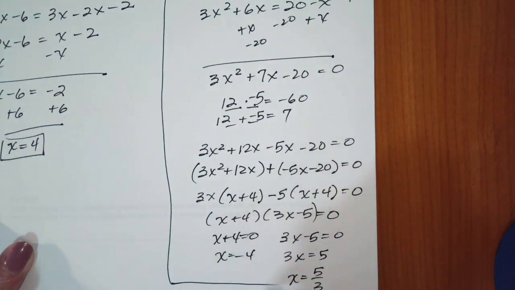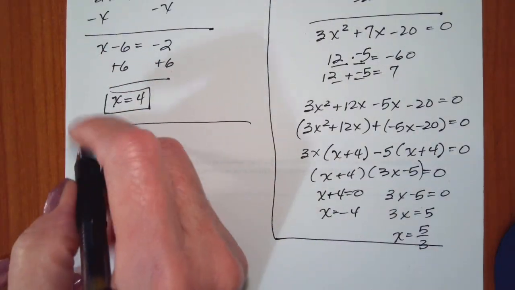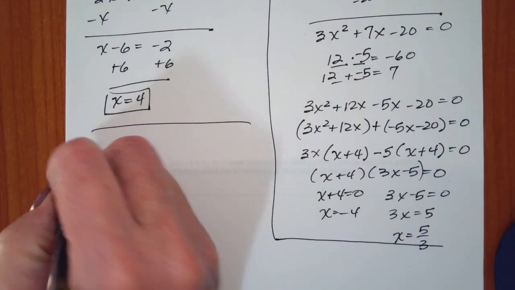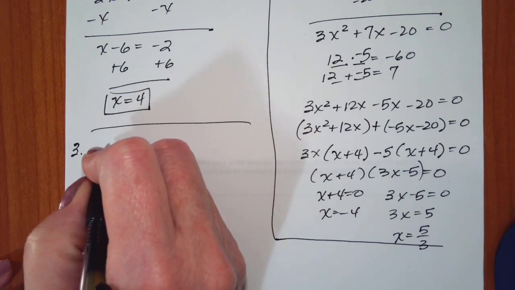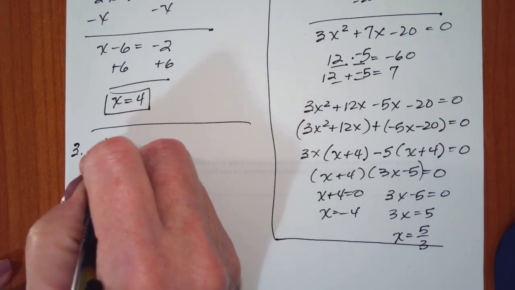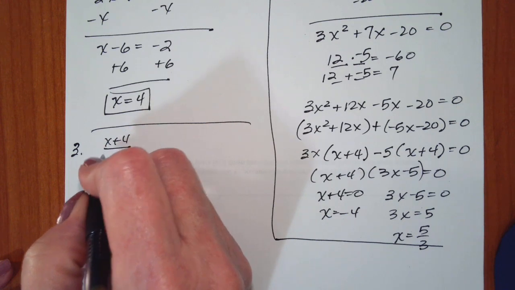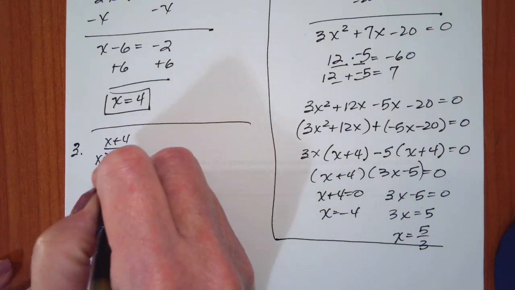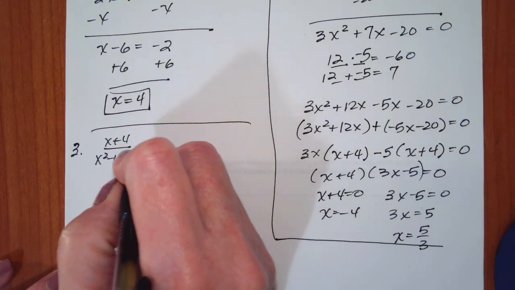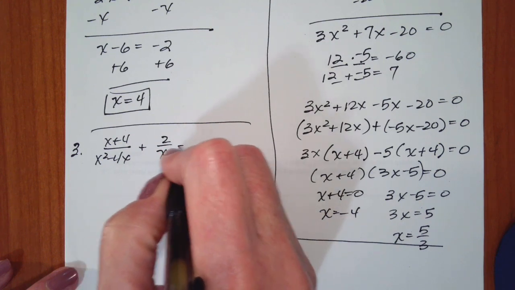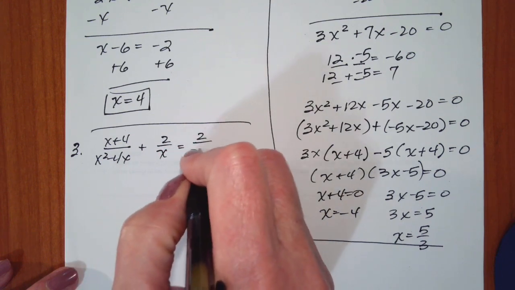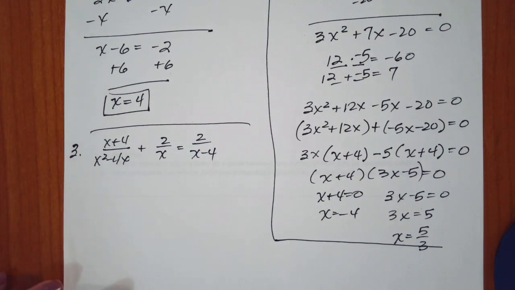Okay, trying to save some paper here, so let's do number 3 over here. Here I have (x plus 4) over (x squared minus 4x) plus 2 over x is equal to 2 over (x minus 4). Okay, this is a rational equation. It has a variable in the denominator.